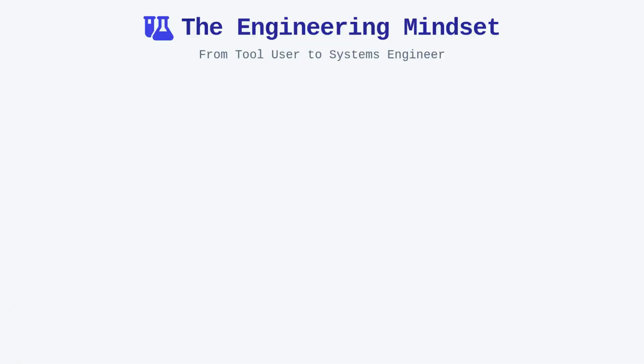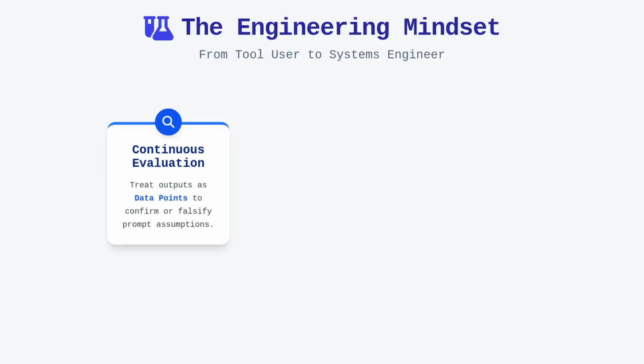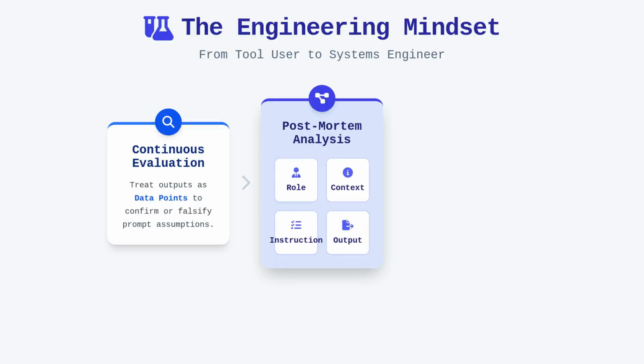Building a thriving learning practice in this field requires you to adopt a habit of continuous, critical evaluation of the model's outputs. You should treat every result from the model not as a final answer, but as a data point that confirms or falsifies the assumptions you embedded within the prompt. Whenever you encounter a failure, perform a rigorous post-mortem analysis to identify which of the four pillars, role, context, instruction, or output, caused the discrepancy.